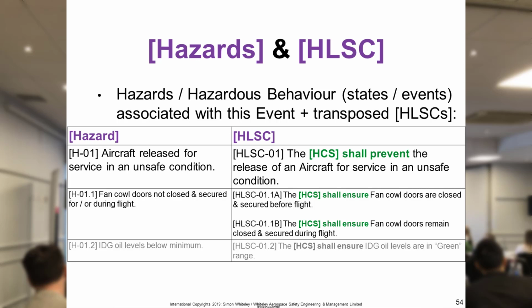So the control structure we spoke about shall prevent the release of an aircraft for service in an unsafe condition, and there are 2 more hazard constraints you can break down from that. That is that the control structure shall ensure the fan cowl doors are closed and secured before flight, and then the second is that those doors remain closed and secured during flight. And you'll notice the subtlety in those 2. One is about the design and humans involved in the process of preparing the aircraft, but the second constraint is purely about the design of the aircraft, keeping those doors closed.